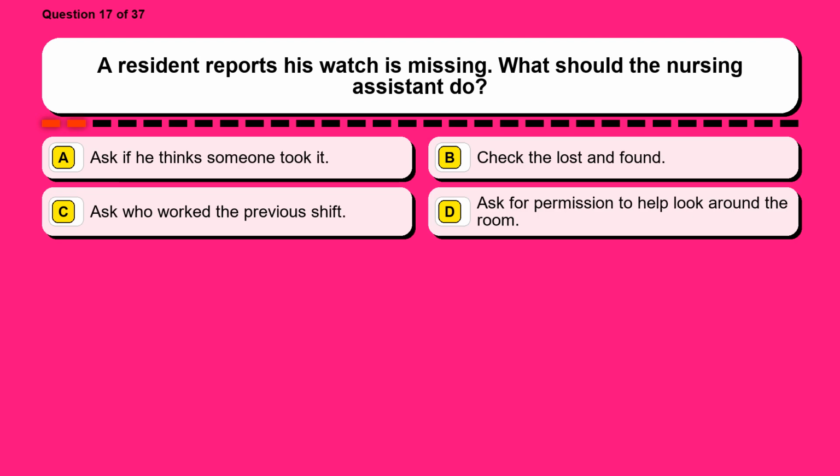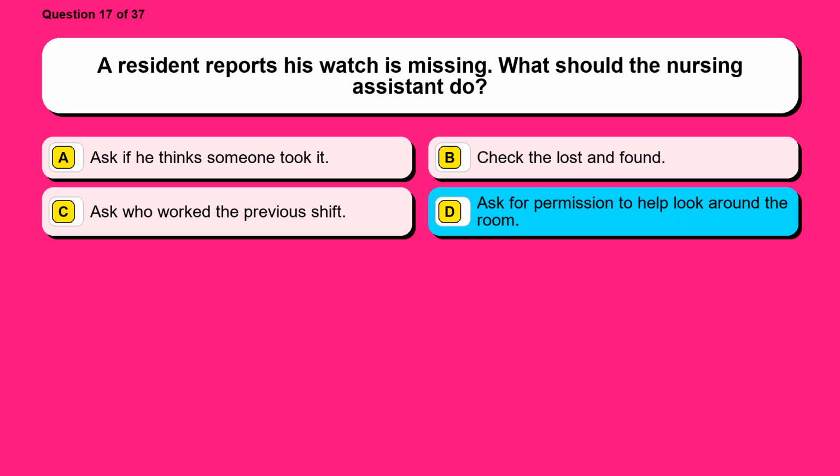Question 17. A resident reports his watch is missing. What should the nursing assistant do? Option A. Ask if he thinks someone took it. Option B. Check the lost and found. Option C. Ask who worked the previous shift. Option D. Ask for permission to help look around the room.